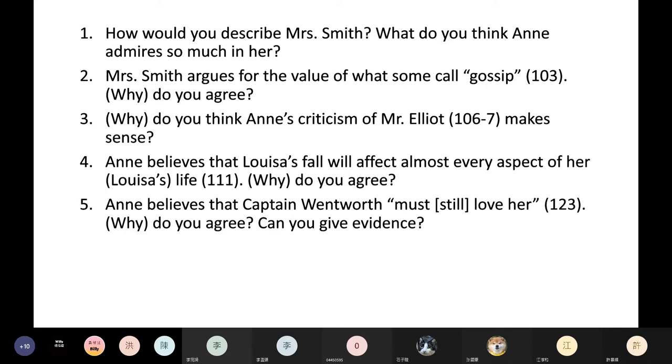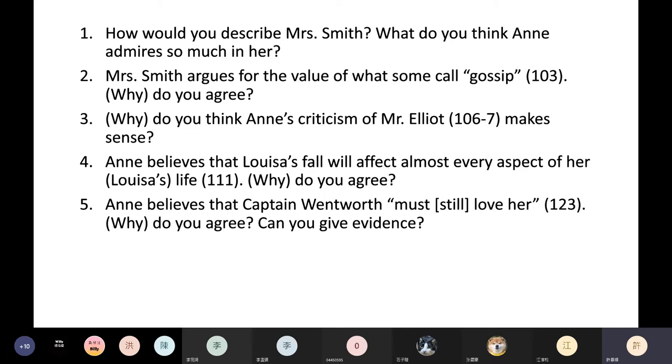Okay, last question. Anne believes that Captain Wentworth must still love her. Do you agree? Why or why not? Can you give examples or evidence? Well, remember the first time we talked about this question? I think it was the first week. The question was, she had no power over Wentworth. And do you agree? Why or why not?